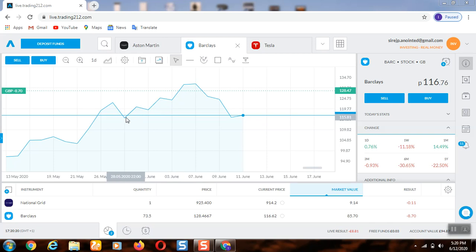So assuming you made a purchase at this point of 115 pence, which is £1.15 for a share in Barclays, for instance. By the time you leave it, this happened around towards the ending of May. And then at this point it has achieved its peak thereabouts. It has achieved its peak at this stage, and that's around what date?